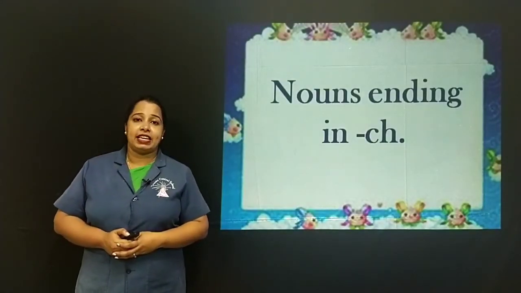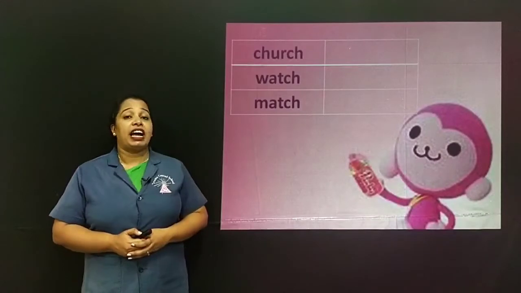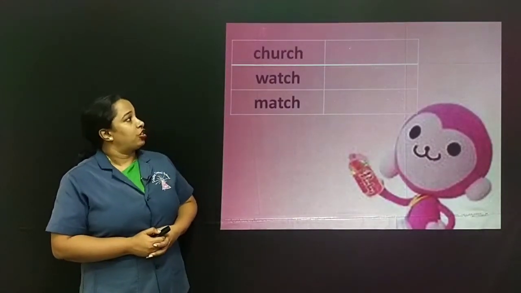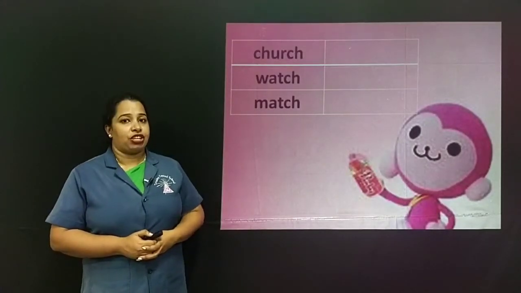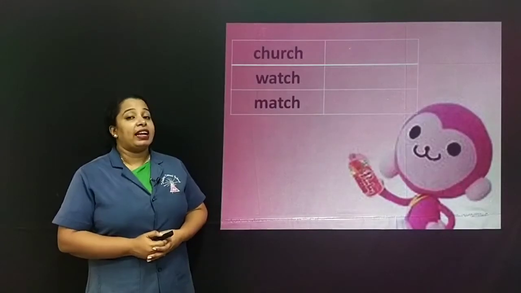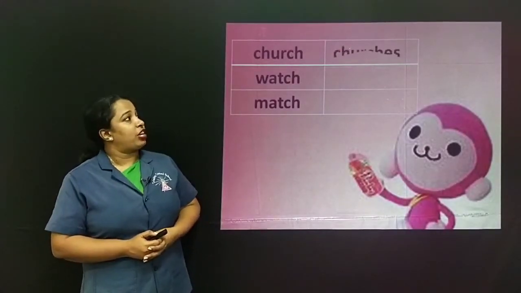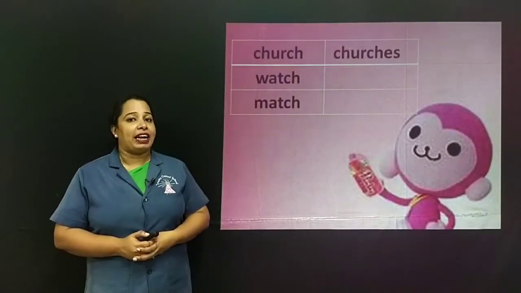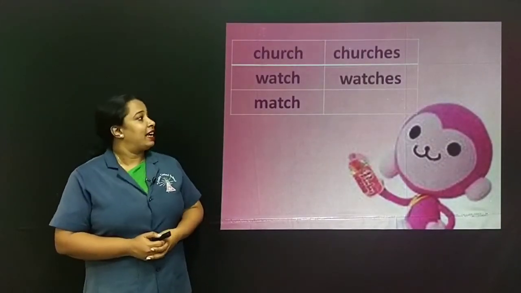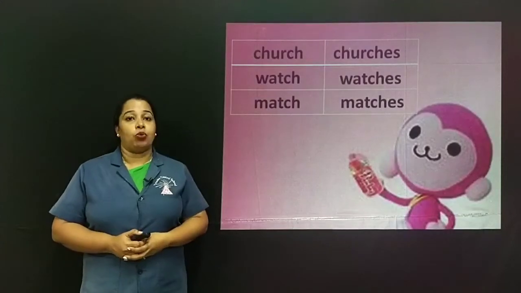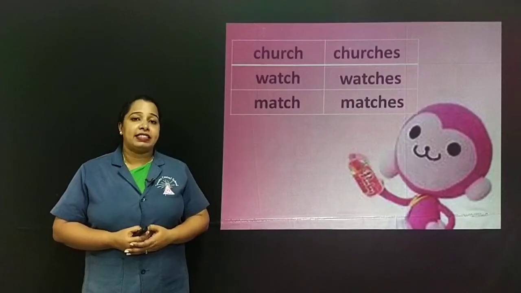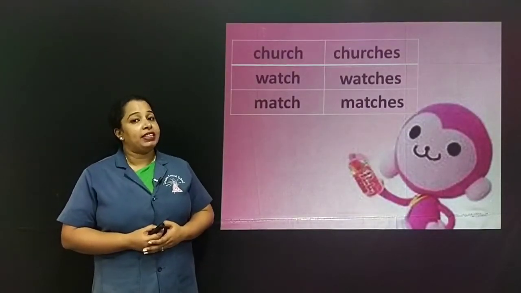Let's move on to the next rule. Nouns ending in CH, which means the singular nouns which have their last letters as CH. It's the ch sound. Church, watch, match. They are all ending with CH. The same rule we apply here. We add ES at the end. Church ends with CH. After that we add ES. Churches. Watch, watches. Match, matches. So what have we done? We have taken the help of ES and we have added ES after the singular nouns which are ending with CH.